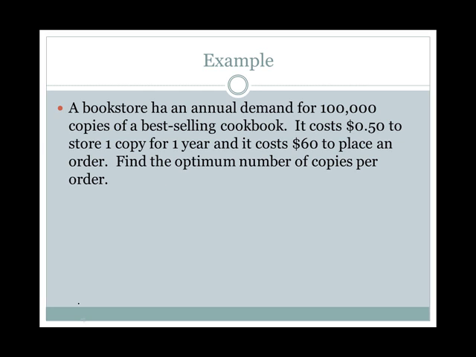So let's take a look at the bookstore. The bookstore knows that if they order the best-selling cookbook, they can sell 100,000 of them. It costs 50 cents to store it, and it costs $60 every time they place an order. So let's identify our variables. Q is the number per order, and that's what we're trying to figure out. K is our storage, which is the 50 cents per unit per year. F is our fixed cost per order, which is $60, and M is our total need, which is 100,000.